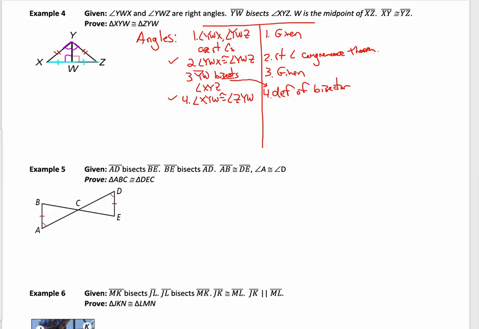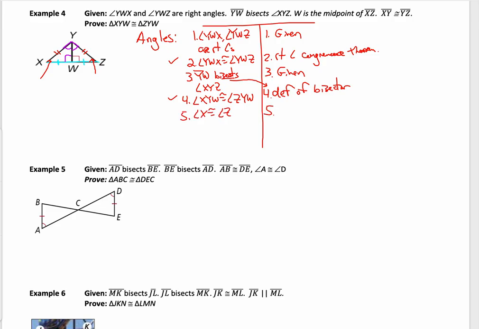Okay, well we've got angle X and angle Z. Okay? Angle X and angle Z. Why might those be congruent? I don't have any information about angle X and angle Z directly. Right? I'm not told anything. I've used my givens as far as the angles are concerned. I've got this midpoint information, but that's about segments. And then I've got this other XY congruent to YZ, but again, that's about segments. So why is angle X congruent to angle Z?